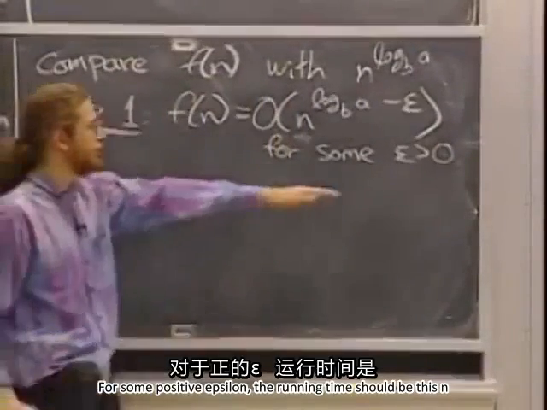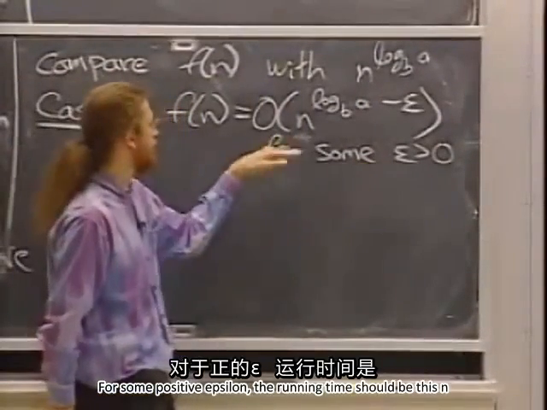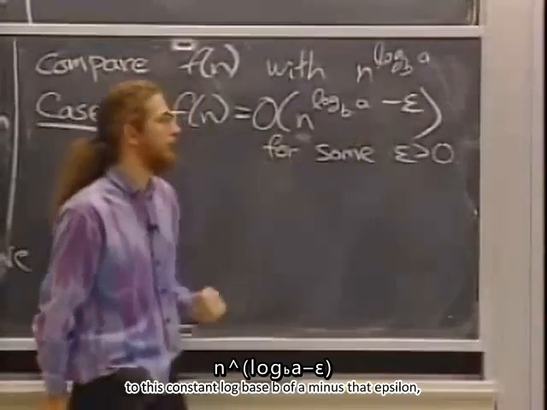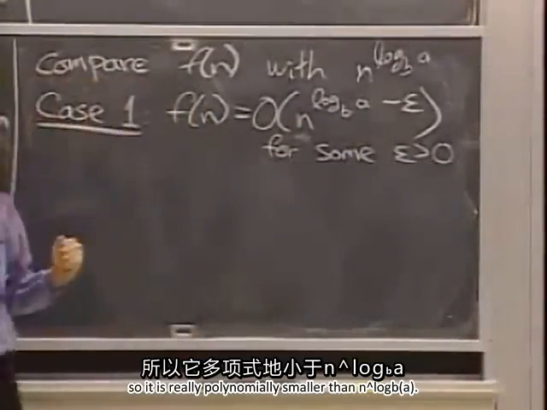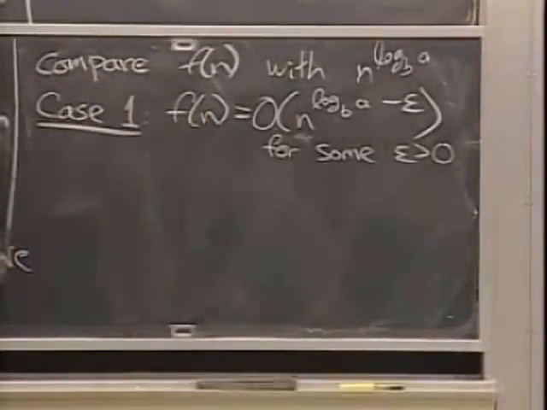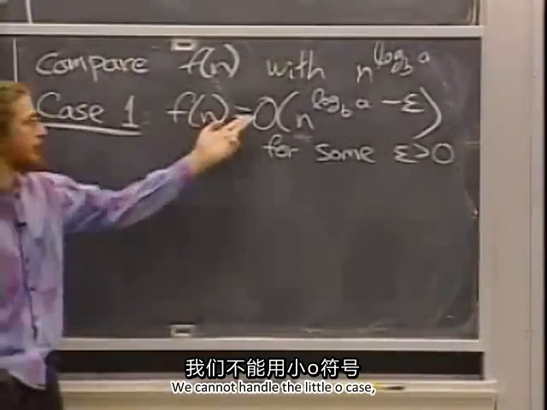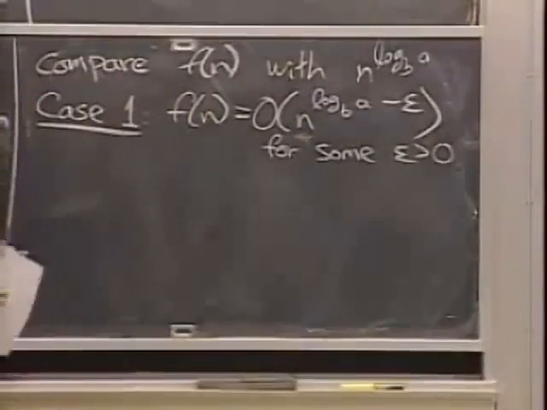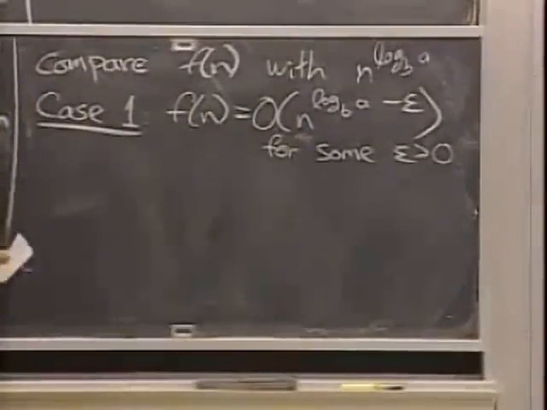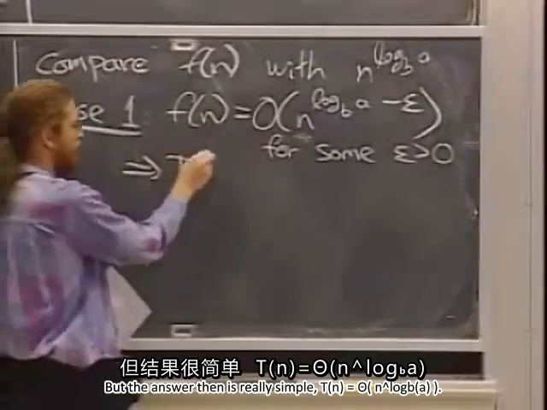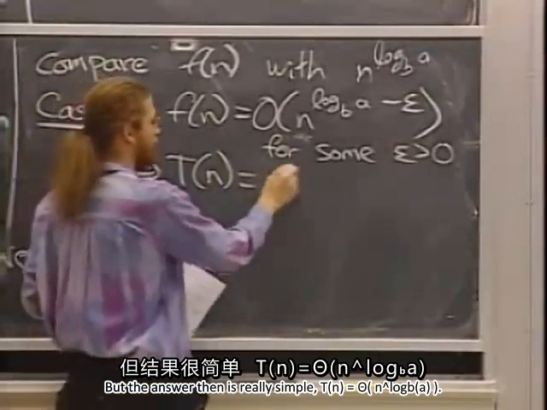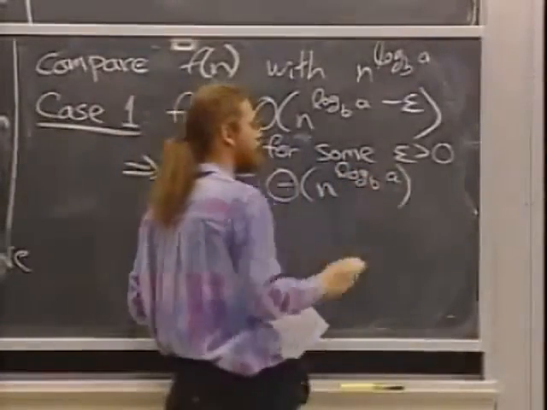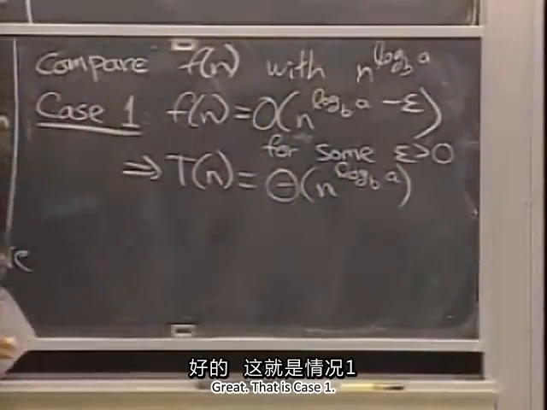So for some positive epsilon, the running time should be n to the log base b of a minus that epsilon. So it's really polynomially smaller than n to the log base b of a. We can't handle the little o case. That's a little bit too strong. This is saying it's really quite a bit smaller. Okay, but the answer then is really simple. T of n is theta n to the log base b of a. Great. That's case 1.